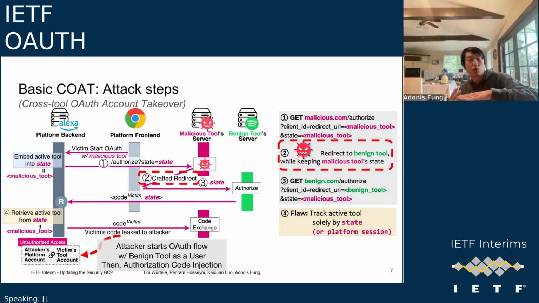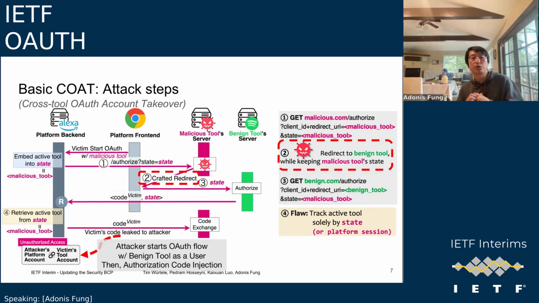tool, which is malicious.com/token endpoint. And from there, this code that we basically got from a legitimate authorization server, from the legitimate tool, eventually will be sent to the malicious tool's token endpoint. And from there, once you got the code, you basically can own the account of this user. What you are going to do as an attacker, you will launch this authorization code injection attack.